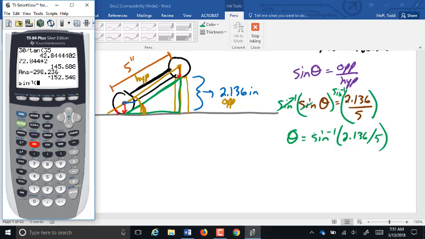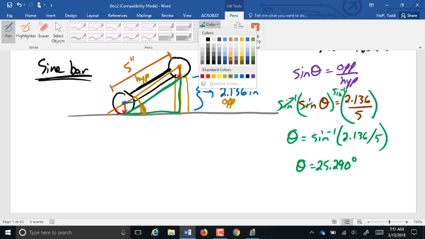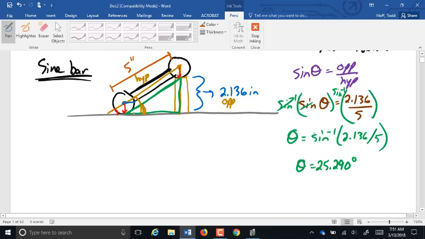So second sine, 2.136 divided by 5. 25.2899 or 25.290 is our angle. Now, we're not going to express that in decimal degrees. We're going to go ahead and convert that to DMS, degrees, minutes, seconds.